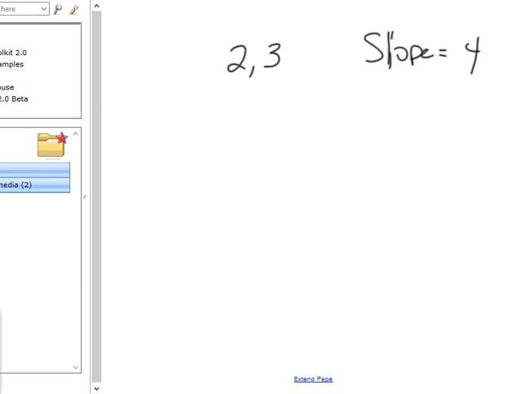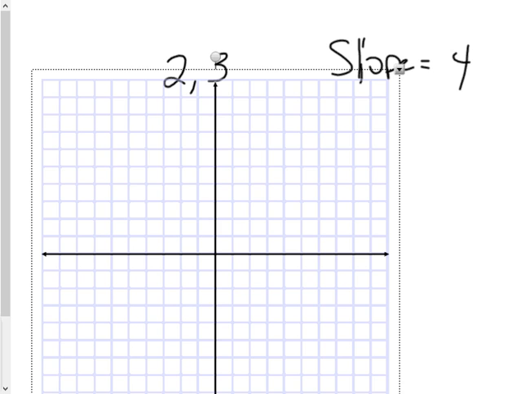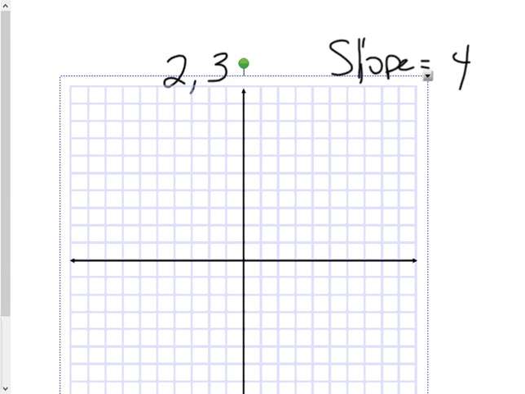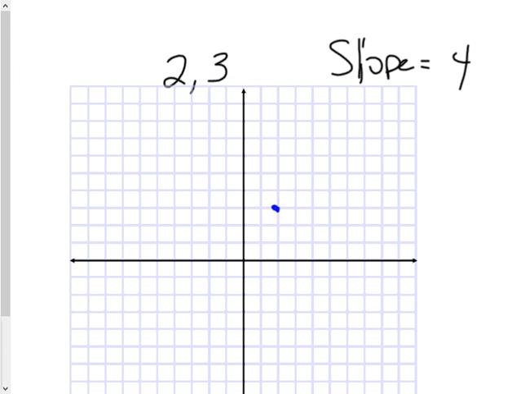Where's Elmo? Okay, 2, 3. I'm going to start by graphing over 2 and up 3. And that's that spot right here. Now what do you do? Yes, sir? Look for 4 on the Y. Nope, false. Thank you for trying.